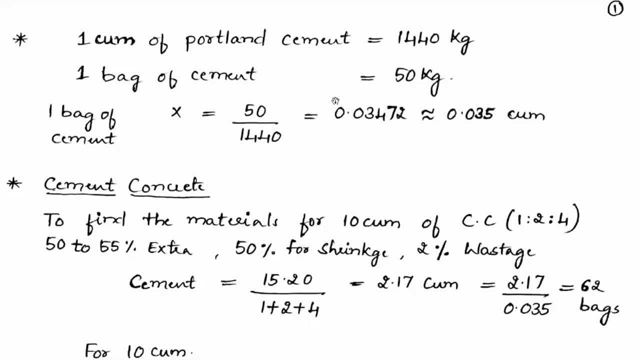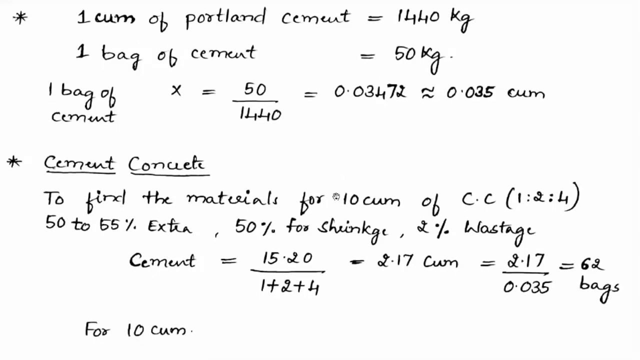In some textbooks they may use 0.034, in some they may use 0.035. Whichever you want, you can use. So what this indicates is that one bag of cement, that is 50 kg of cement, is equal to 0.034 cubic meters of cement.